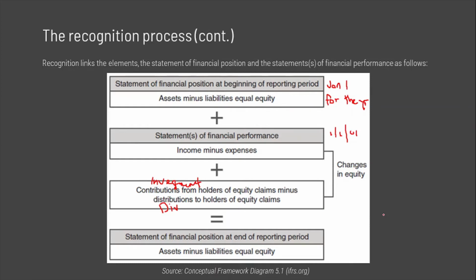So add the net changes in your statement of financial position plus your changes in equity. You would get your statement of financial position at the end of the reporting period, or this would be your December 31, if the accounting policy is using a calendar year. You also may refer to this diagram in the conceptual framework document.